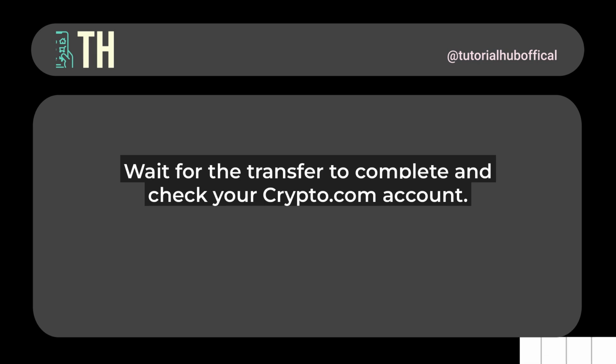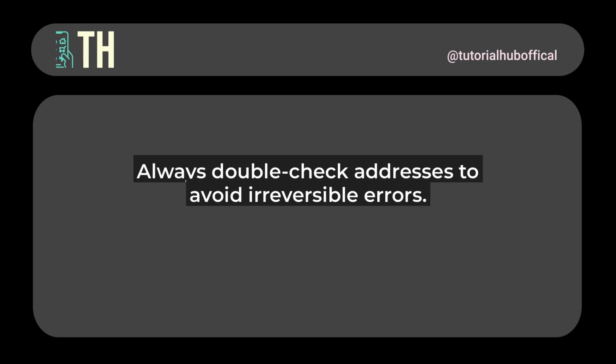Once everything looks good, enable two-factor authentication if you haven't already, and hit Confirm. After that, sit tight. The transaction time can vary, but with blockchain tech advancing, it might take just a few minutes to an hour. Keep an eye on your Crypto.com account to confirm when the MATIC arrives.